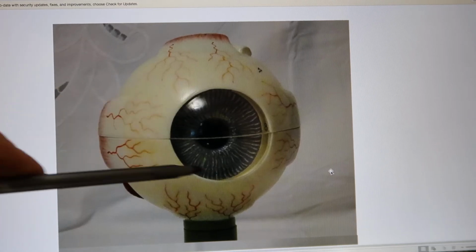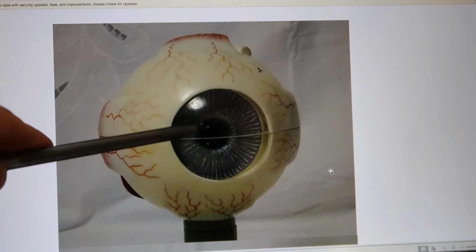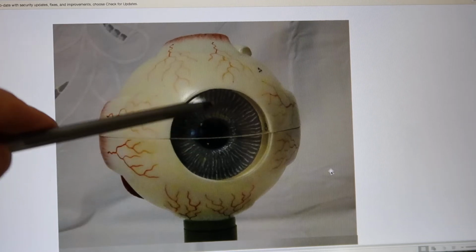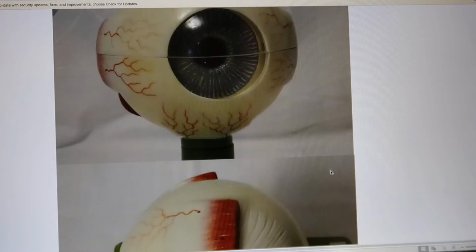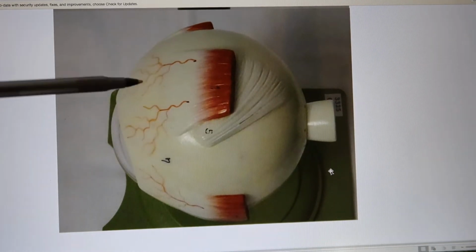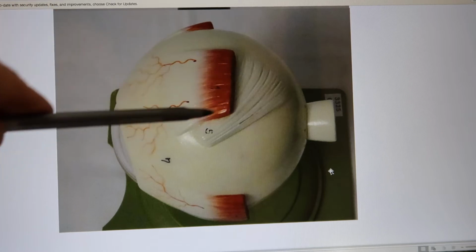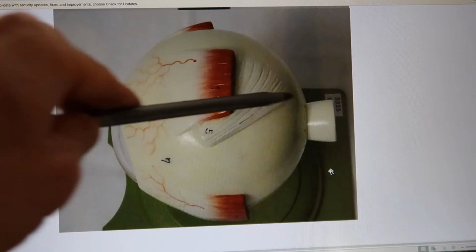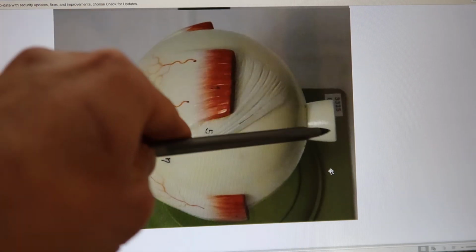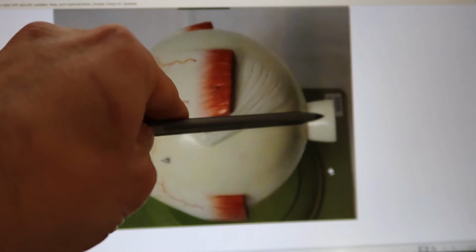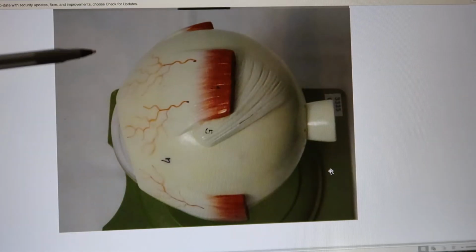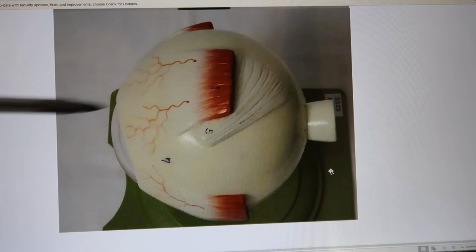And that's the iris, it gives you the eye color. And that's the pupil. Pupil is the opening created by the iris. This is the side view, so you can see those muscles. And now you see the oblique muscle. So this is the superior oblique muscle. And this is cranial nerve number 2, the optic nerve. And this is the cornea, this is the sclera.